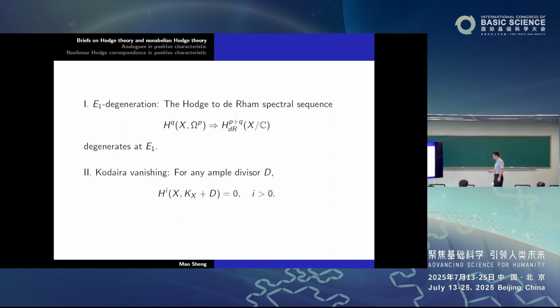And the second one is called vanishing. For any ample divisor D on the space X, you will have the vanishing of the higher cohomology of this Nakano system. And this has abundant applications in algebraic geometry.